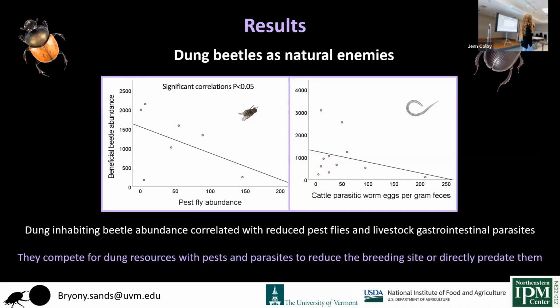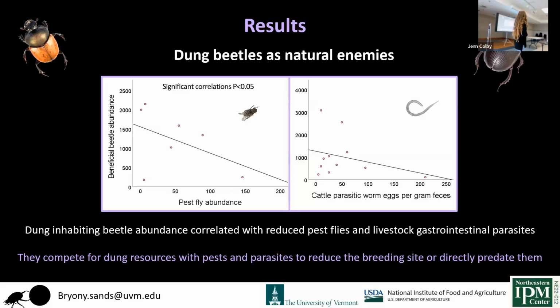So we didn't specifically look at that. Yeah, so this shows dung beetle abundance up the side and then pest fly abundance along the bottom, and gastrointestinal parasites of cattle on this other graph. And these are both significant negative correlations. So the more dung beetles there were, the fewer pest flies there were, and also the lower fecal egg counts the cows had.